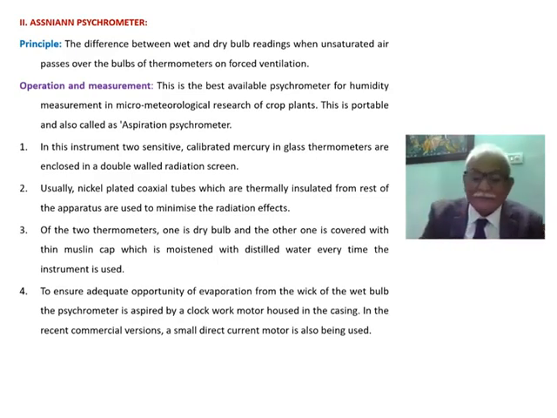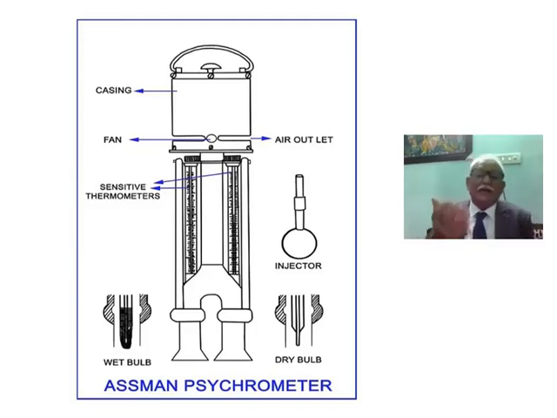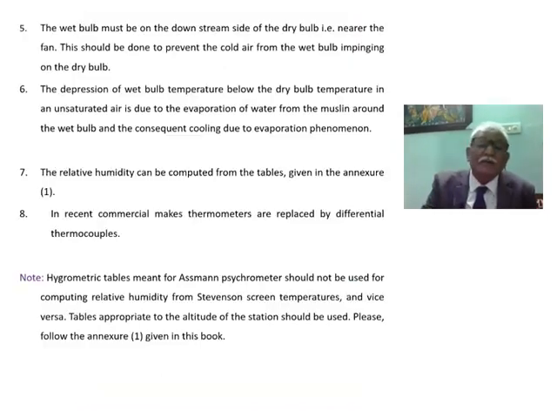Now, this is how an Assmann psychrometer looks. There is a dry bulb and a wet bulb, simple, like our ordinary thermometers. The wet bulb must be on the downstream side of the dry bulb, that is, nearer to the fan. This is done to prevent the cold air from the wet bulb impinging on the dry bulb.